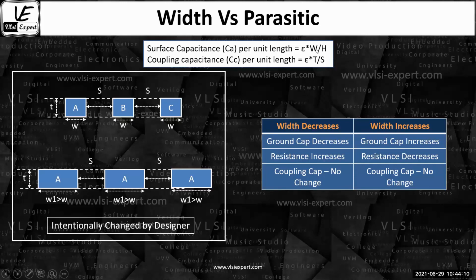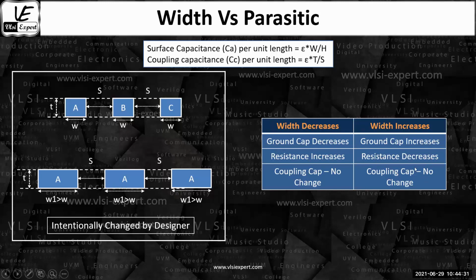That is known as a surface cap or the ground cap. So if you see here, width is directly proportional to this surface cap. That means now the ground cap is going to increase. From the resistance point of view, R equals rho L by A, where A is basically width into thickness. So if you increase the width, the resistance is going to decrease.